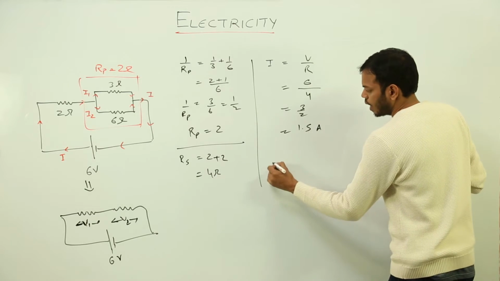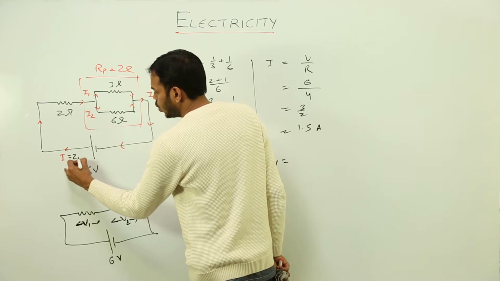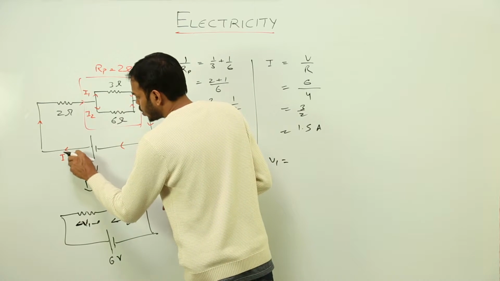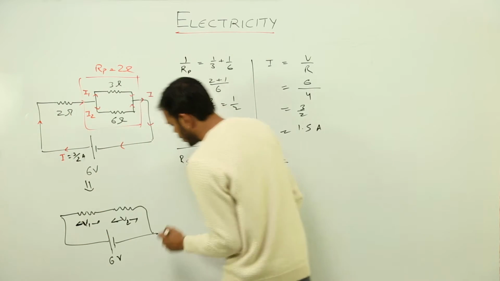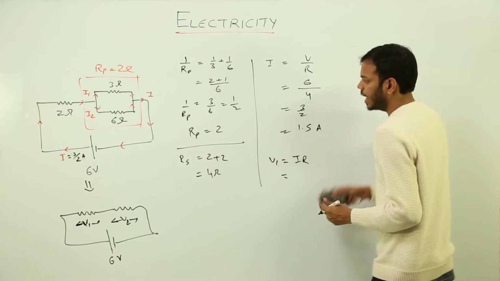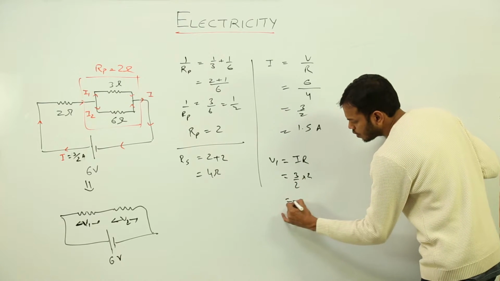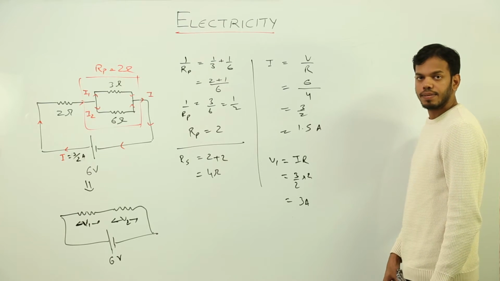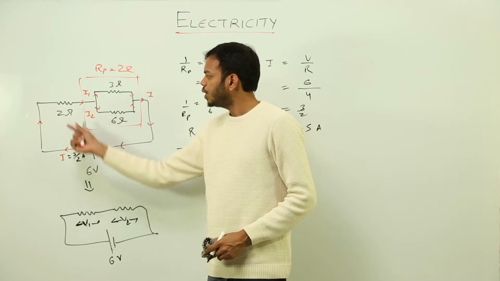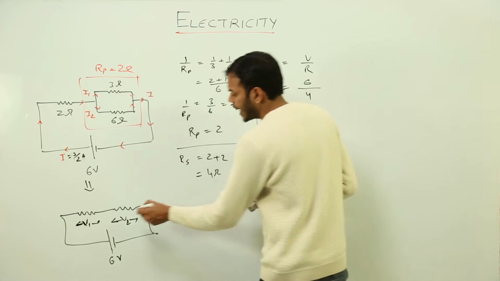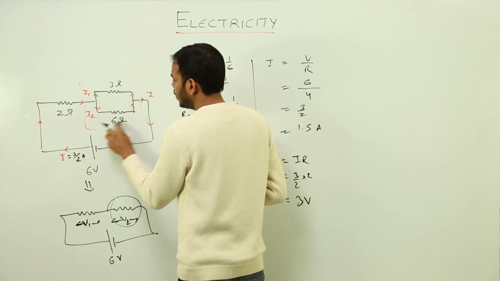V1 would be equal to current into resistance. The main current is 3 by 2 amperes, which we already know. Using the formula V is equal to IR, the current flowing through this resistor is 3 by 2 ampere and the resistance is 2. So 3 by 2 into 2 gives me 3 volts. So 3 volts has been utilized by this resistor. That means 3 volts will be utilized by the parallel combination as well.